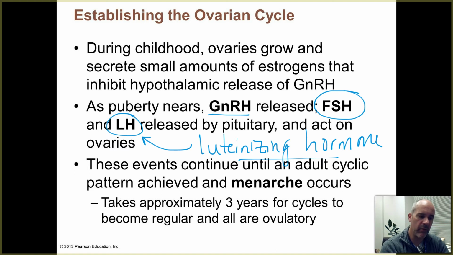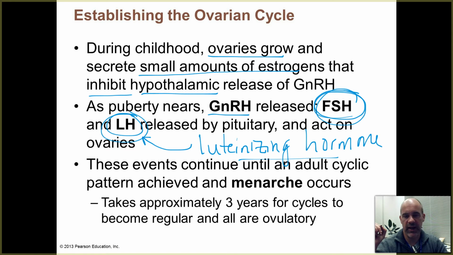During childhood, before a female reaches puberty, the ovaries are growing, and they do secrete small amounts of estrogens. And again, estrogen can be used plurally because there are different types of estrogen that are a little bit chemically different from each other. And those exert some negative feedback on the hypothalamus. So they inhibit hypothalamic release of GnRH. If you don't have any GnRH, there's going to be no stimulation of FSH and LH secretion. You have to have FSH and LH secretion to start the maturation of the follicles and the oocytes and so forth as part of the ovarian cycle.